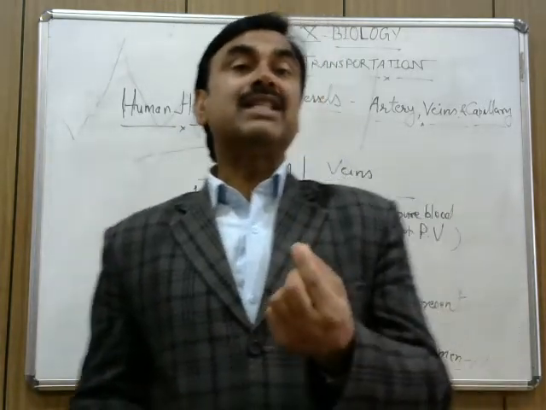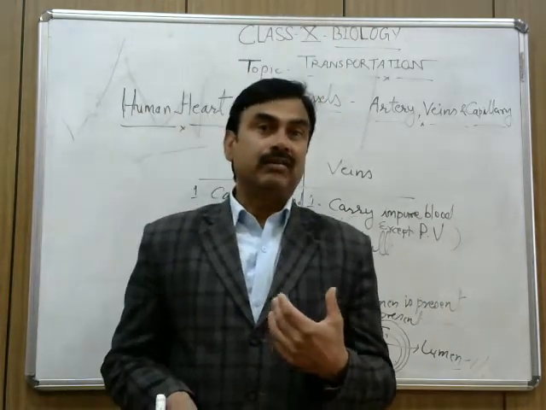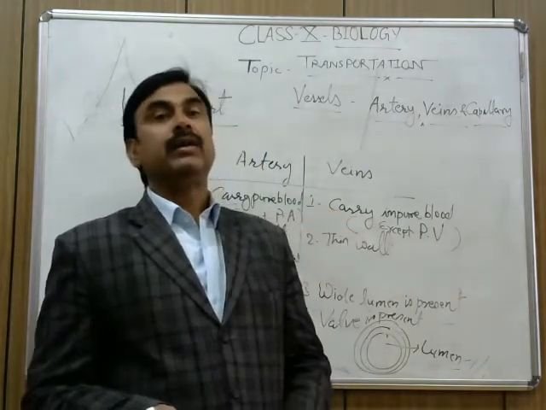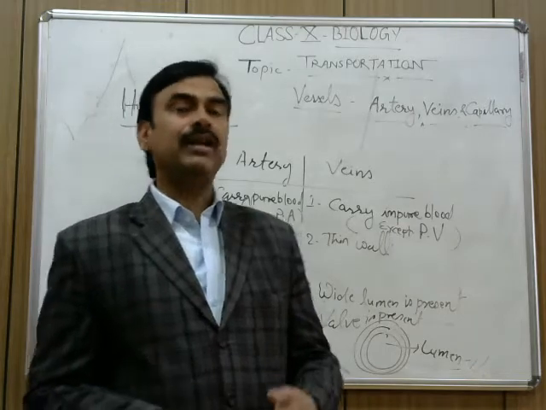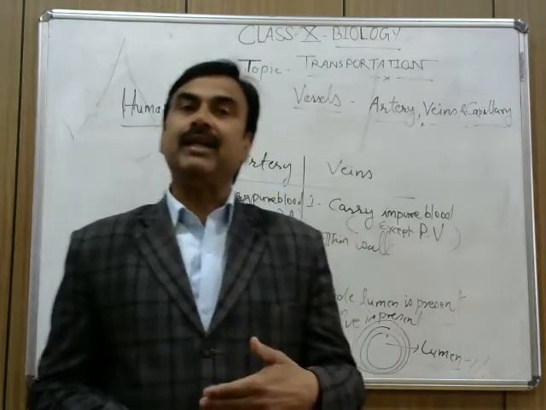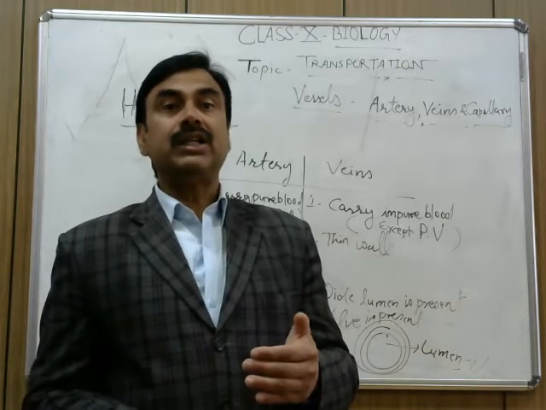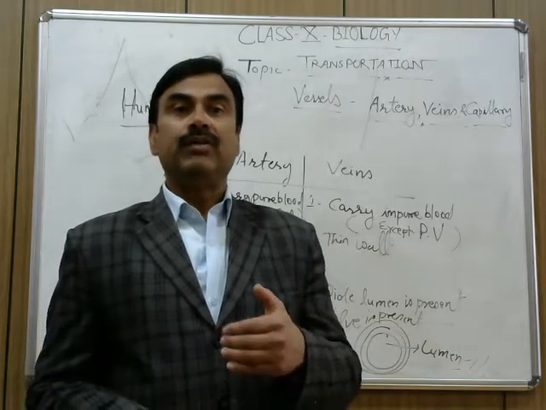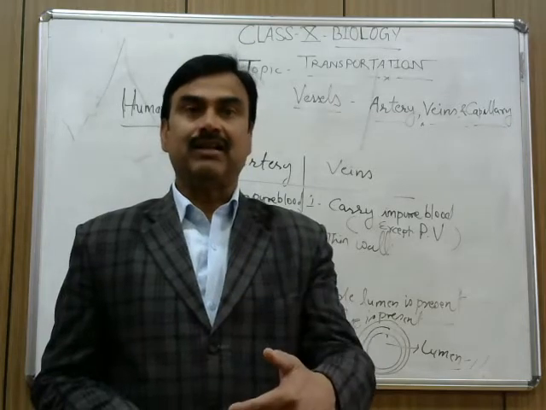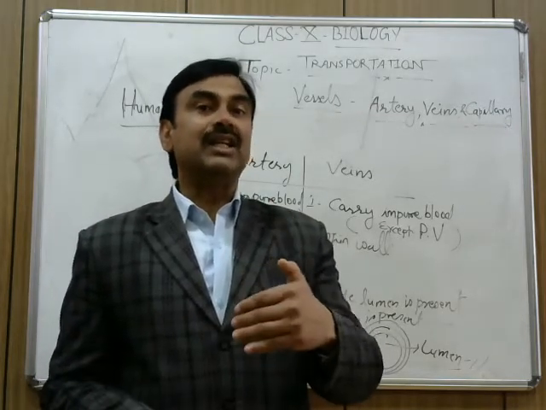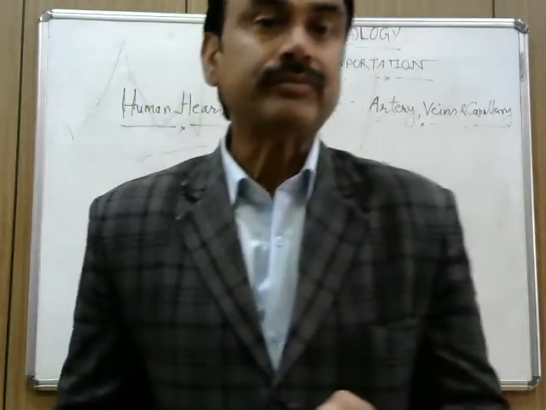So this one exception is there for the artery and vein: the special pulmonary artery carries impure, deoxygenated blood, and the pulmonary vein carries the oxygenated. Oxygenated means pure, which has more oxygen, because this blood is coming from the lungs. So this is called oxygenated or pure blood.